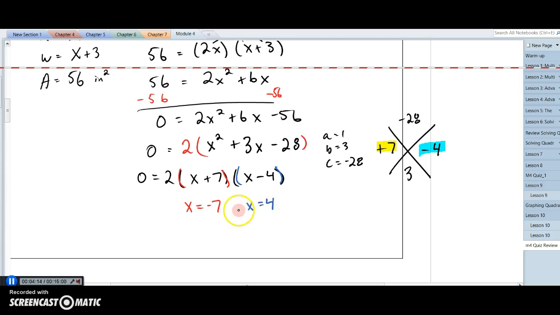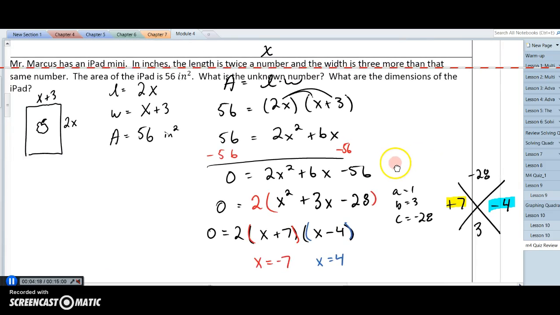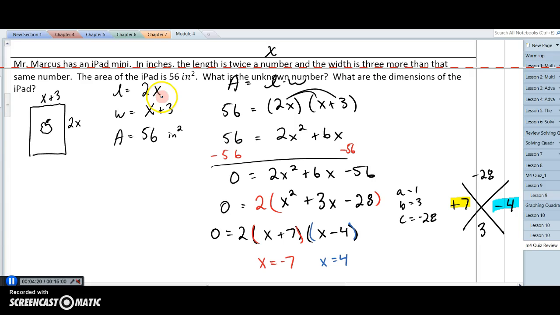Turns out that only one of these is a solution. If I put in negative 7 here, that means this length is negative 14 inches. I don't think that makes any sense. So we're going to cancel that one out. That one is not an answer. This is our first part of our answer, the unknown number.